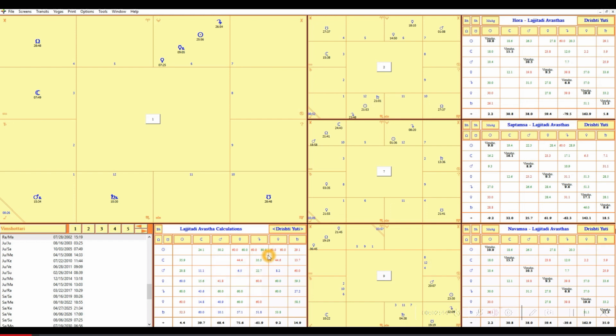All it does is show the aspect strength from 0 to 60. So here the Sun is being aspected by the Moon by 35.9 points, by Mars 20.8 points, by Mercury it's a conjunction, so it gives 60 points. Jupiter's a conjunction, so it gives 60 points. Venus conjunct, so it gives 60 points. And Saturn is aspecting with 52.3 points. It's simply the aspect value.